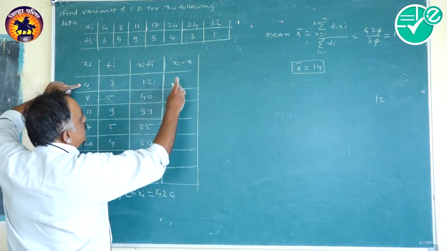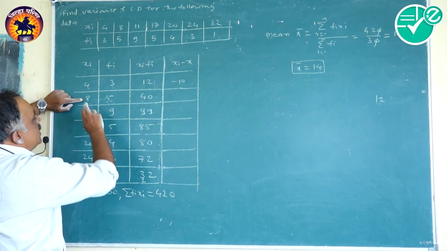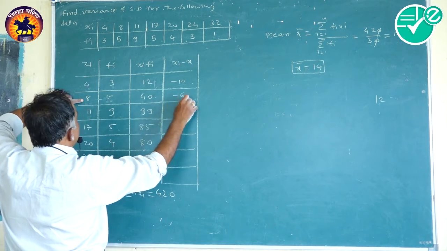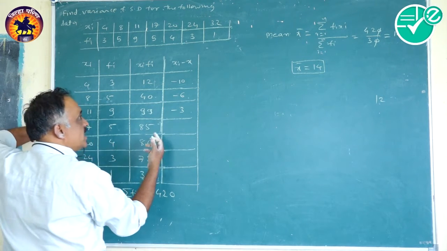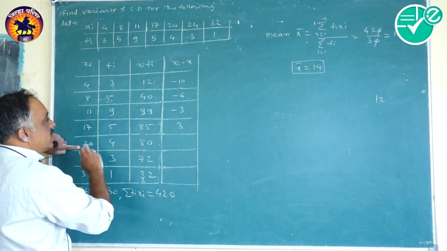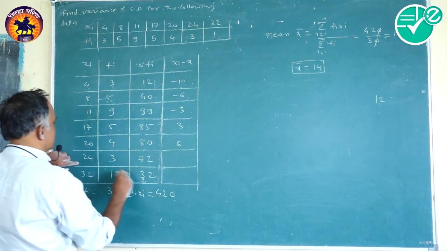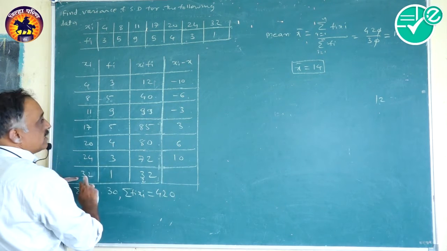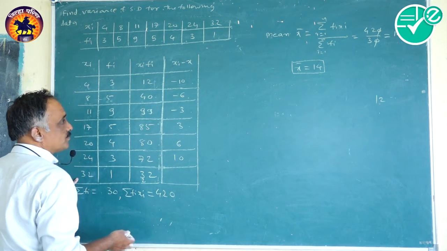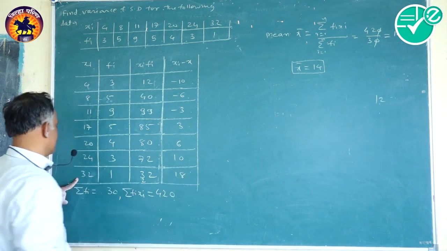4 minus 14, minus 10. 8 minus 14, minus 6. 11 minus 14, that gives you minus 3. 17 minus 14, plus 3. 20 minus 14, 6. 24 minus 14, that will be 10. And 32 minus 14, that will be 18, I think.